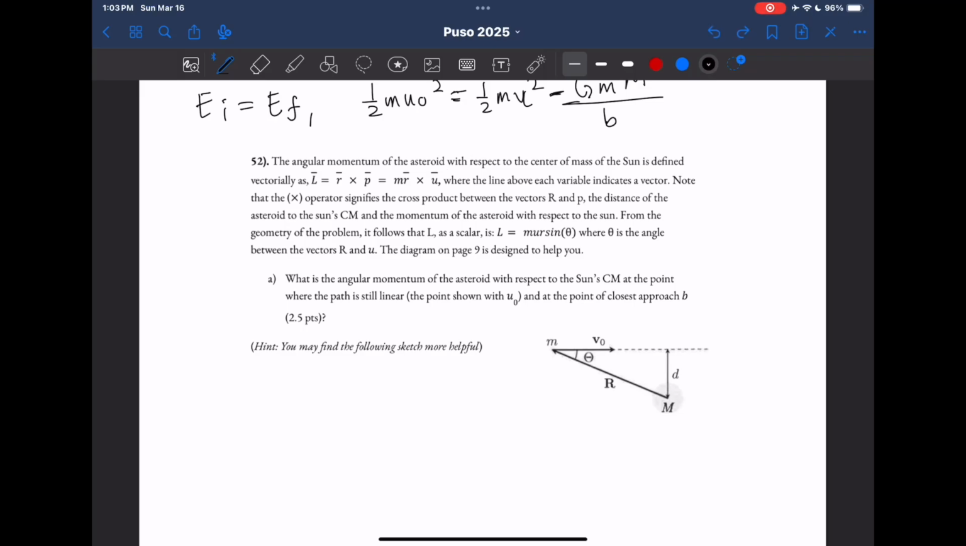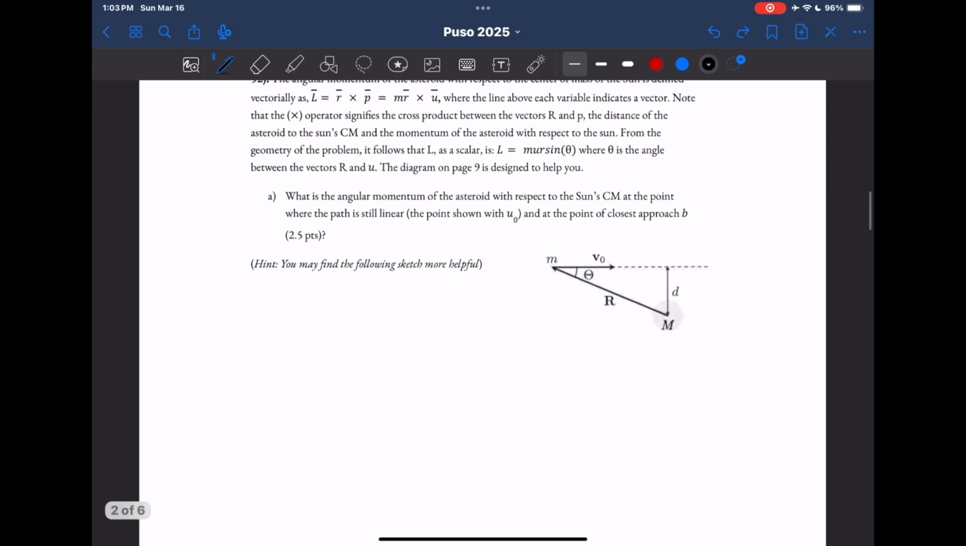Okay, so we're treating it that in the scalar expression, we can write it as L equals m u r sine theta, where u is your velocity, and r is your radial vector, and then theta is the angle between your vectors r and u. So we'll get onto that in a second. First question is, what is the angular momentum of the asteroid with respect to the sun's center of mass at the point where the path is still linear, the point shown with u naught, and at the point of closest approach, b?